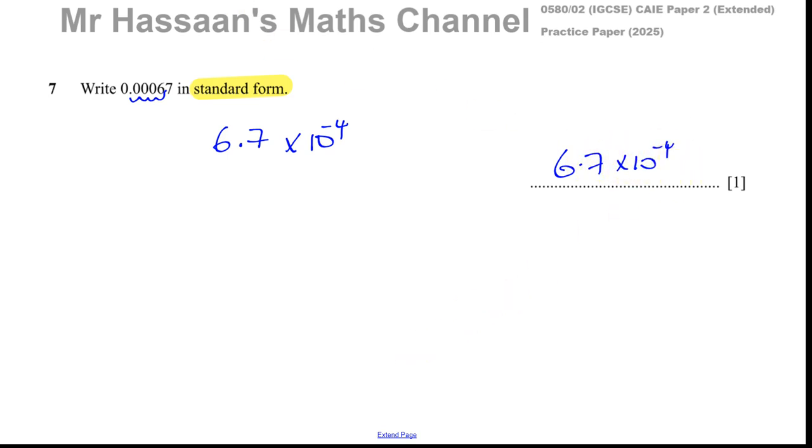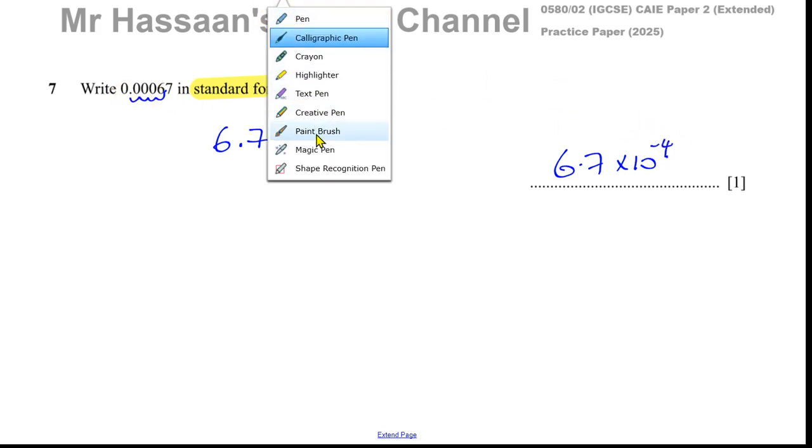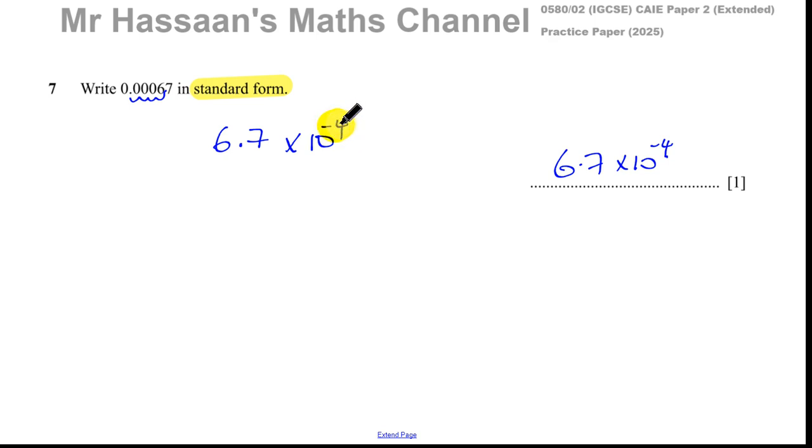An easy way for you to make sure that you've done the right thing is that whenever you write a number in standard form which started with 0 point something, you will always have a negative index with the 10 power. And what you'll be able to tell is that the power and the number of zeros will be the same, including the one before the decimal point.